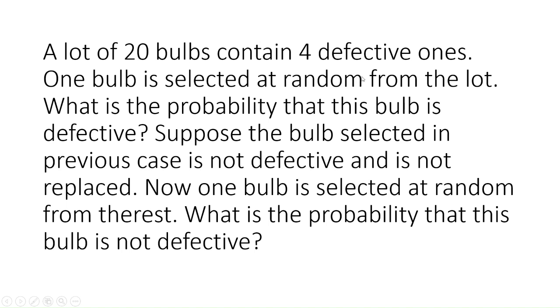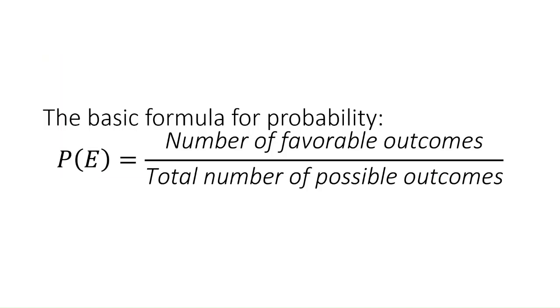So here we need to find out the probability of two events related to picking up a bulb. In a lot there are 20 bulbs, but four of them are defective. Now let us solve. So, what is the basic formula for probability? Probability of any event is given by number of favorable outcomes by total number of possible outcomes.